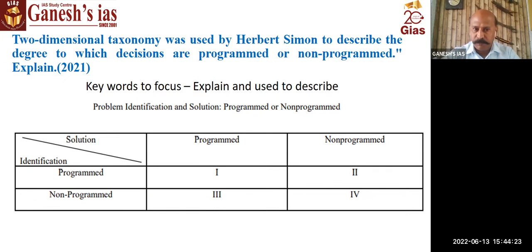Similarly, a problem can also be a non-programmed problem or a non-routine problem. For example, something relating to budgeting, something relating to quality control could be a non-programmed problem or a non-programmed decisional situation. It's non-routine. For a non-routine problem also, you can find a solution from the standard operating procedures, right?